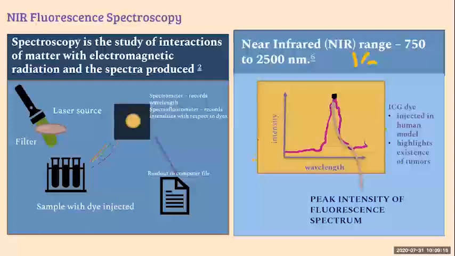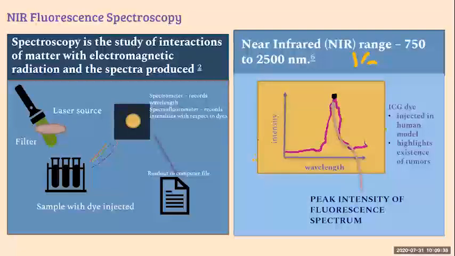These are then read out to computer files and produce data that can be recorded in graphs such as these, where we have the wavelength recorded and specific intensity spectra recorded. NIR itself is from 750 to 2,500 nanometers.